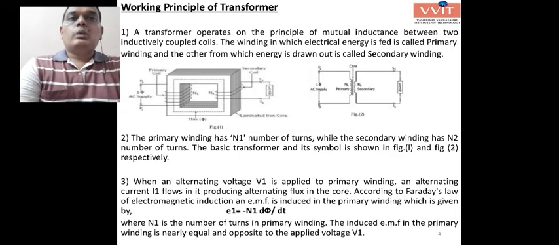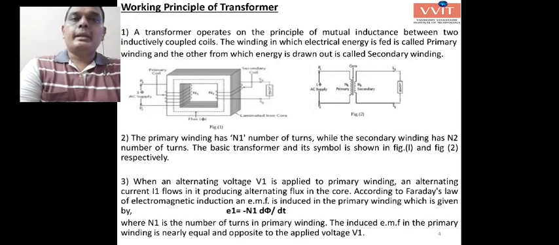Coming to the working principle of a transformer. A transformer operates on the principle of mutual inductance between two inductively coupled coils. The winding in which electrical energy is fed is called the primary winding, and the other from which energy is drawn out is called the secondary winding. The primary winding has N1 number of turns, while the secondary winding has N2 number of turns. The basic transformer and its symbol are given in figure 1 and figure 2.